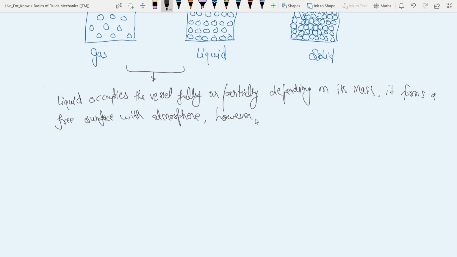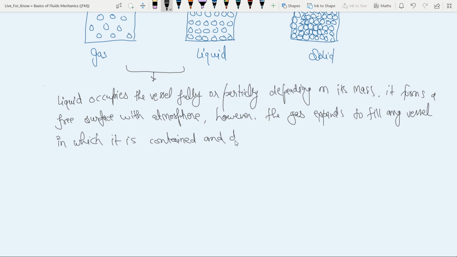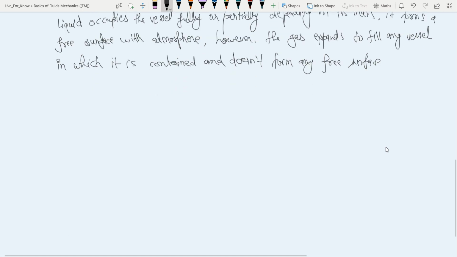However, the gas expands to fill any vessel in which it is contained and doesn't form any free surface.